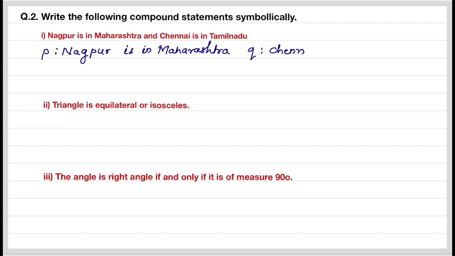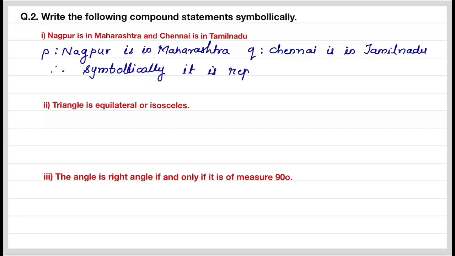And Q, Chennai is in Tamil Nadu. Therefore, symbolic form it is represented as P and Q.